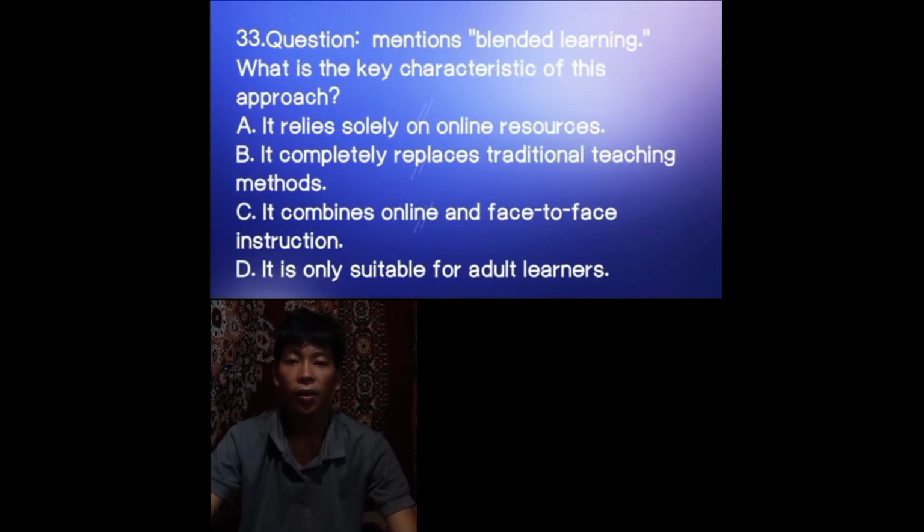Number 33 question. Mention blended learning. What is the key characteristic of this approach? Letter A. It relies solely on online resources. Letter B. It completely replaces traditional teaching methods. Letter C. It combines online and face-to-face instruction. Letter D. It is only suitable for adult learners.